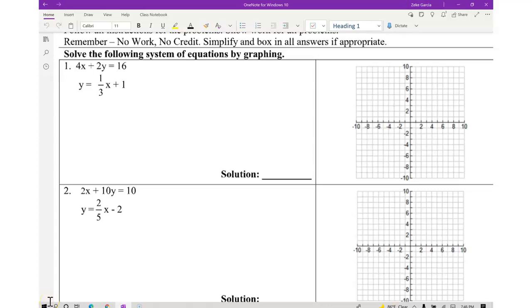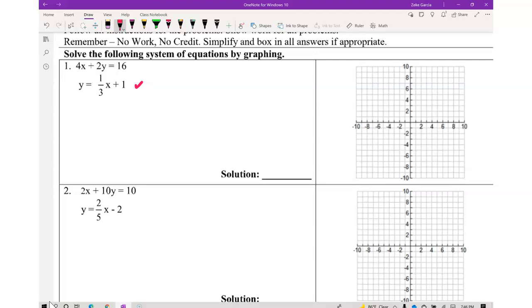I'm going to go ahead and do these two problems. I know I did one of them in class, but I'm going to do number 2 as a follow-up example. Remember, this is a system, and the goal is to solve this by graphing. So we're going to identify the slope and the y-intercept of this equation here.